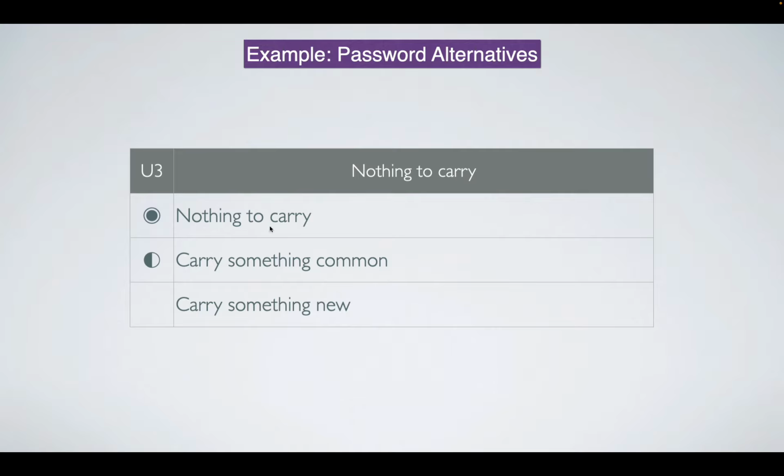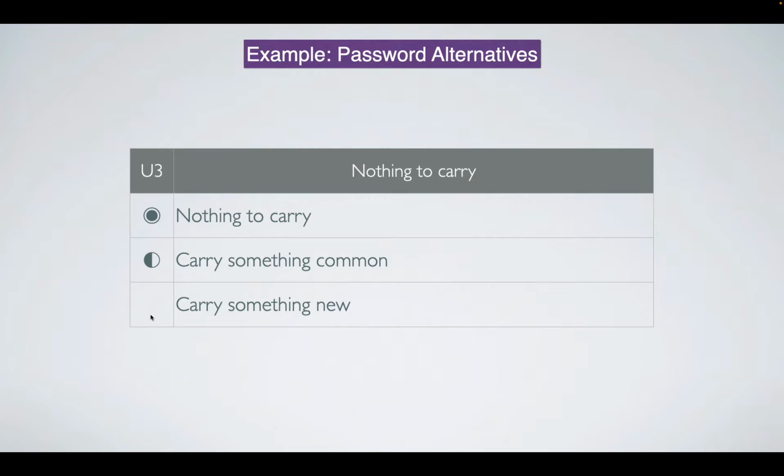For something to carry, if I don't have to carry anything, again, I call it nothing to carry as opposed to something to carry because I want to carry nothing. I want the full dot. So the full dot is the thing I want as a user. So nothing to carry, that's fine, full dot. If I have to carry something, I'm not getting the full dot.